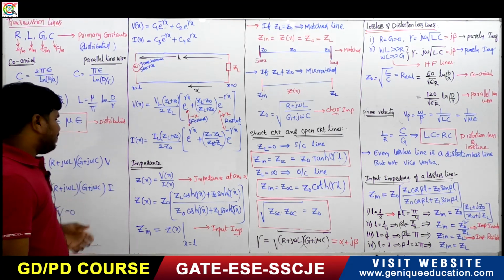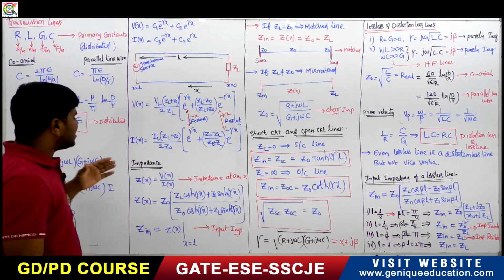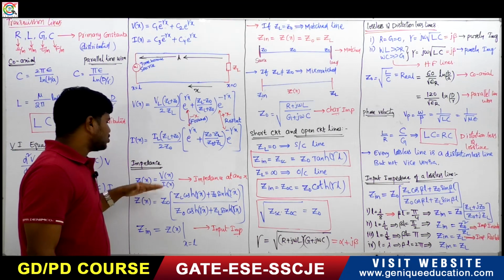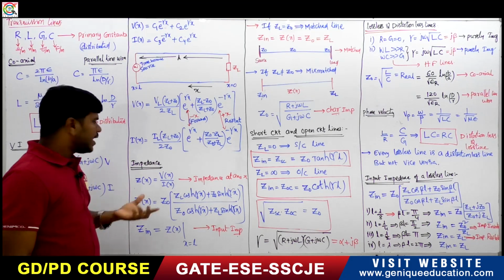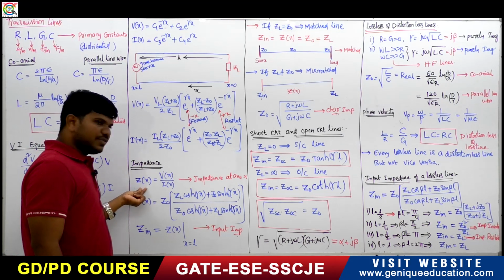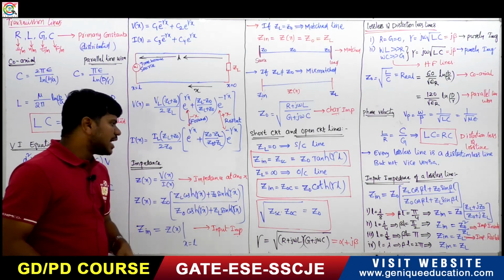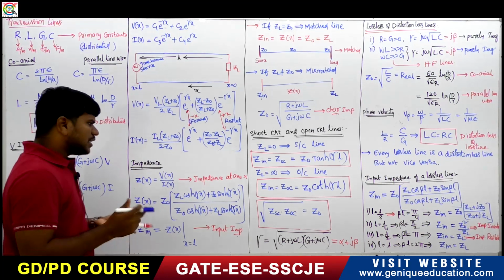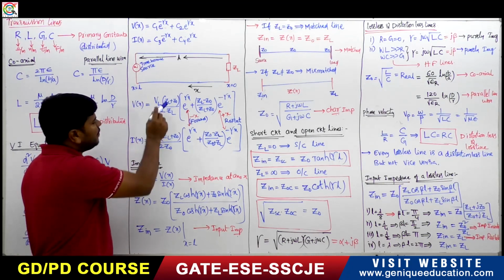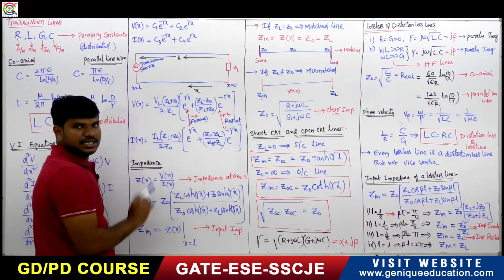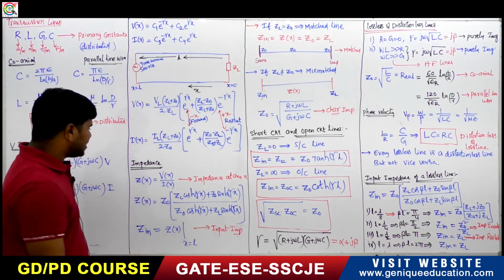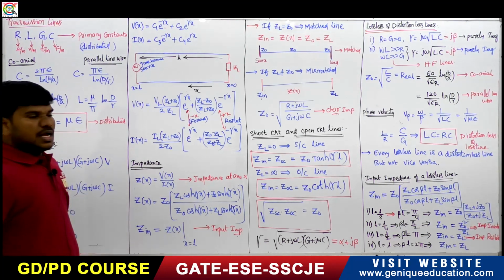Now we are defining the impedance. What is meant by impedance? Impedance Z(x) = V(x)/I(x). So it is represented as Z(x) = V(x)/I(x), and this is called the impedance at any x. That means if you put any value of x, you will get the impedance at that point. That's why this is represented as the impedance at any x.